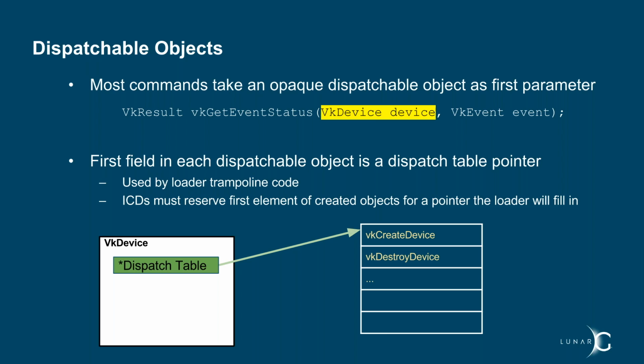You can choose to create your own dispatchable objects in a layer or an ICD, but there's a little bookkeeping behind it because the loader needs to be able to generate the dispatch table for your new object. So if you created something like VkMyQ, or something that was internally handled that you needed to be dispatchable, you would have to register it. Again, I'm not going to cover it here. That's in the loader and layer interface doc.